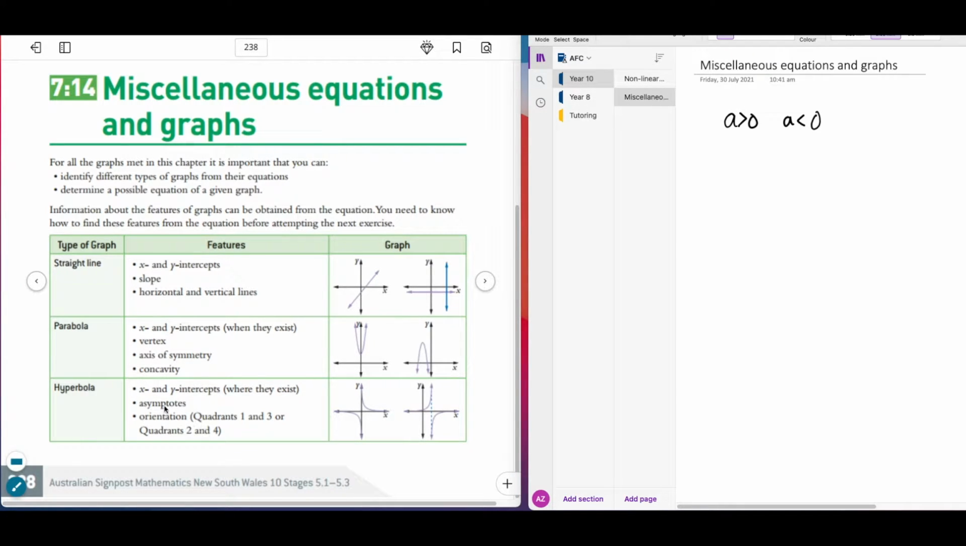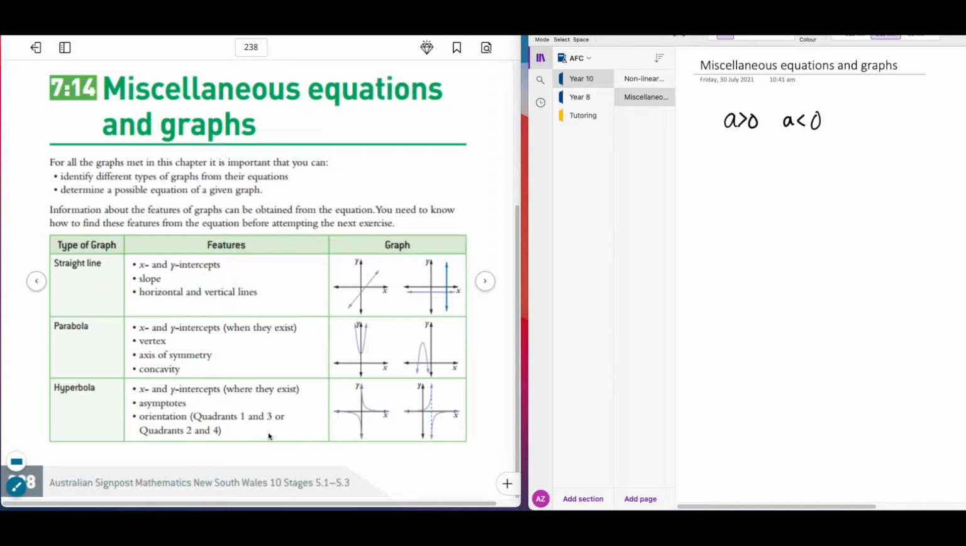Now for hyperbolas, not all of them will have x and y intercepts. For example, in this one, there's no x and y intercept. But in this one, you can see there's an x-intercept here. And this one has no y-intercept. You need to know the equations of the asymptotes. Every hyperbola has two equations of asymptotes, the horizontal one and the vertical one. So in this case, there's a vertical one and there's also a horizontal one.